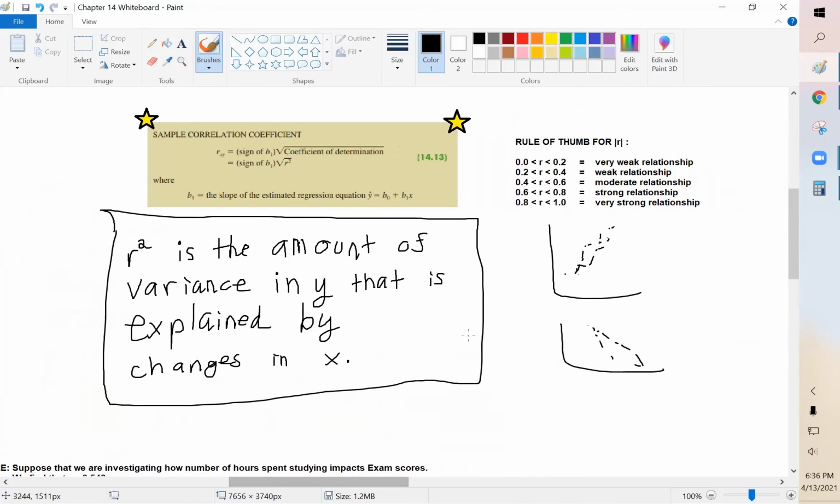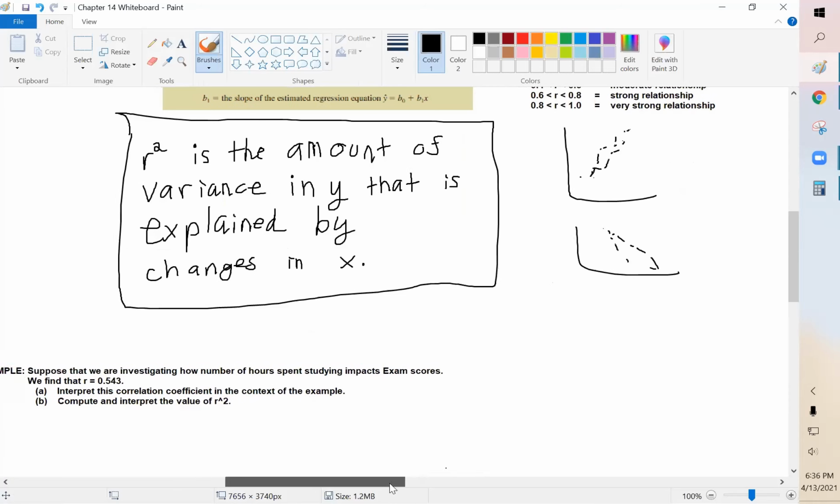So that said, before I continue on to some word problems, are there any questions about the general concepts behind our correlation coefficients and our R squared? These two are very closely related. If you have one, you can get the other one. All right, I will do one, and then you will do the other one.